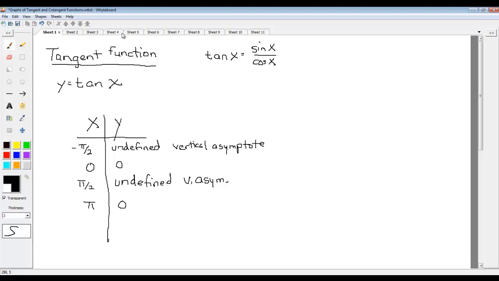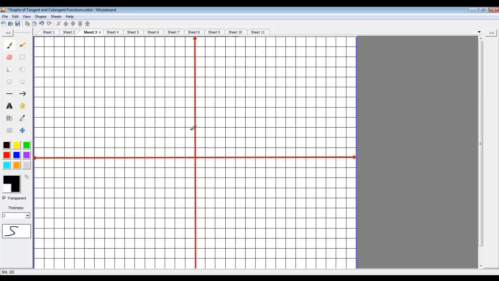Okay, so let's put that on a grid here. Let's mark off. Let's make this pi over 2. Let's make this pi. Let's make this 3 pi over 2. Let's make this 2 pi. Okay, and then go in this direction. Let's make this negative pi over 2. Let's make this negative pi. Let's make this negative 3 pi over 2. Let's make this negative 2 pi.